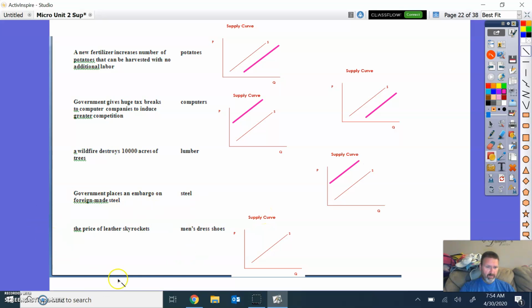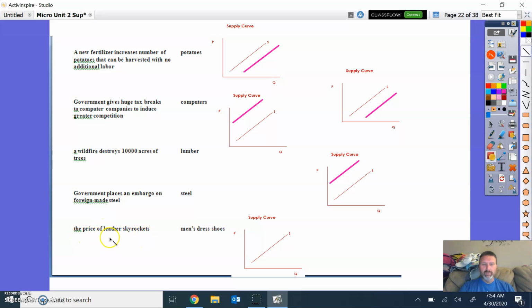And guys, this is one of my favorite things of all time. One of my little birds, several years ago, we were doing this example, and she raised her hand, and she said, "Mr. Tengowski, I'm confused." I go, "Why?" She said, "What's a leather skyrocket?" Yes, I know. She had a moment. It's a skyrocket made out of leather.